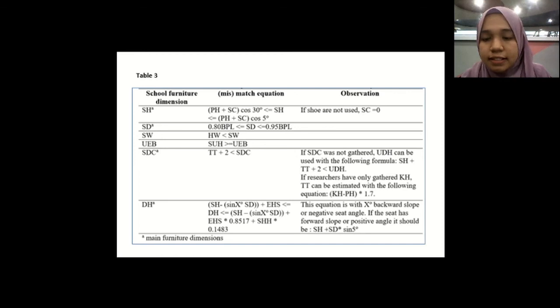Last but not least, you have to find the mismatch of desk height, where you have to consider the value of the seat height and the elbow height seating. Then if you see at the observation, the equation is for the x degree backward slope or negative seat angle. If the seat has a forward slope or positive angle, you should use the equation that has been stated there, which is seat height plus seat depth multiplied by sin 5 degrees. So you have to consider the seat angle in order to identify the mismatch of desk height.